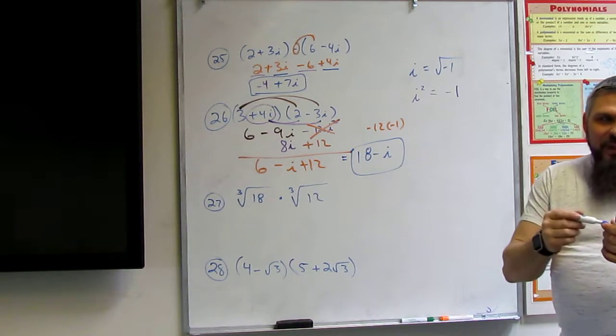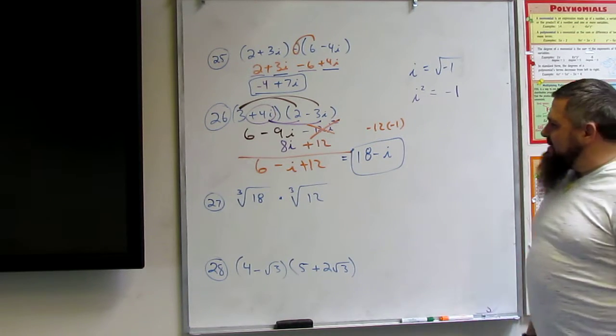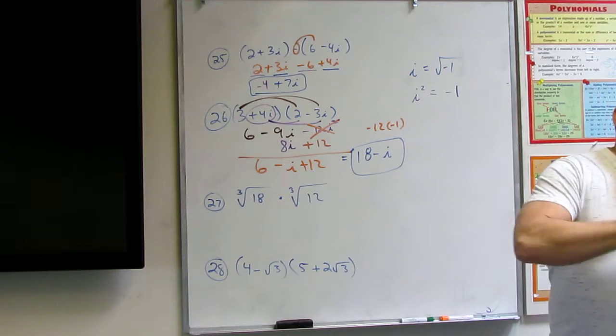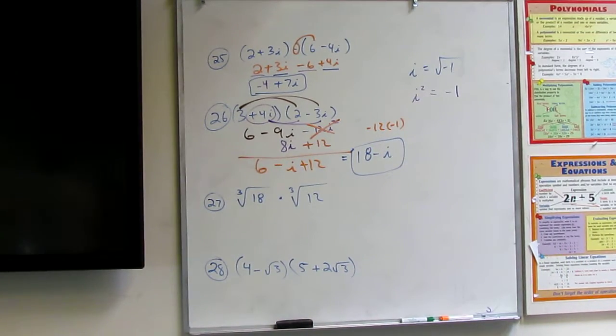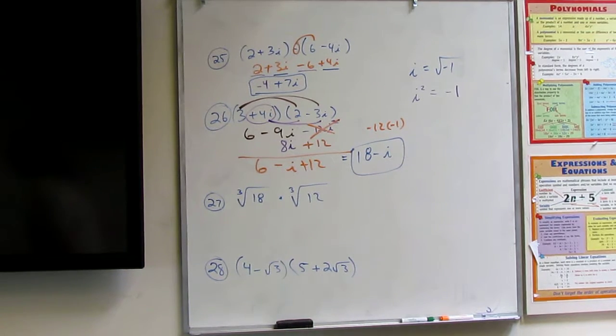So 18 minus i, because i's always come last. They're just like letter x's. In fact, they come after variables. So if we had a variable in there, it would be 18 plus 2x plus i. Or wait, no. Because i is the actual number, I think it would come before the x. So it would be 18 minus i plus x.